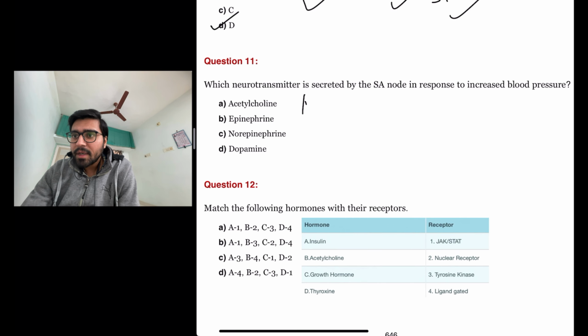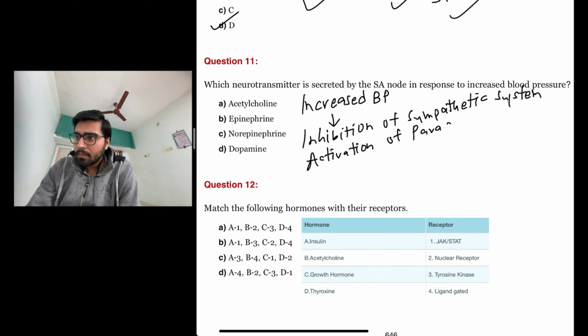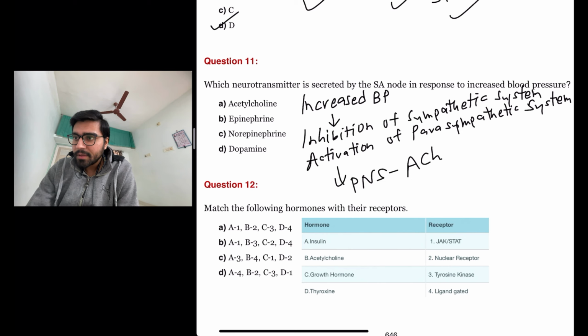So when there is increased blood pressure, there is inhibition of the sympathetic system and activation of the parasympathetic system. So the universal transmitter of the parasympathetic nervous system is actually acetylcholine. So the answer here is A, acetylcholine.